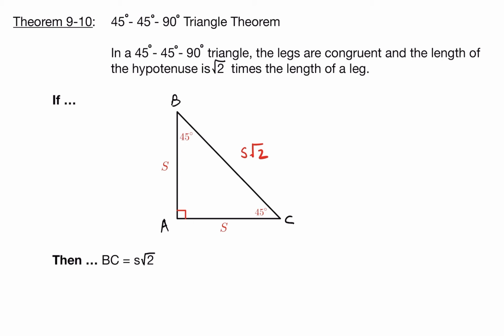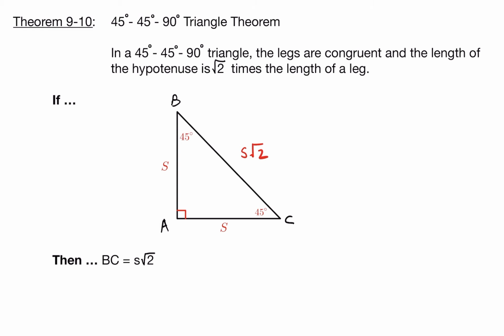So again, the requirement here is that you have to have a right triangle, which this is, and then if the legs are the same length, or in other words, both the angles are 45 and 45 degrees, so we have a 45-45-90 degree triangle, then we know that the legs are the same length, and the hypotenuse is going to be S square root of 2. So that's one special right triangle.